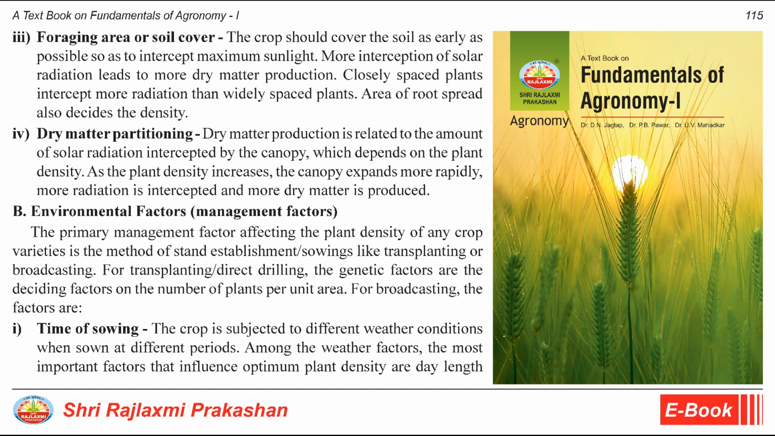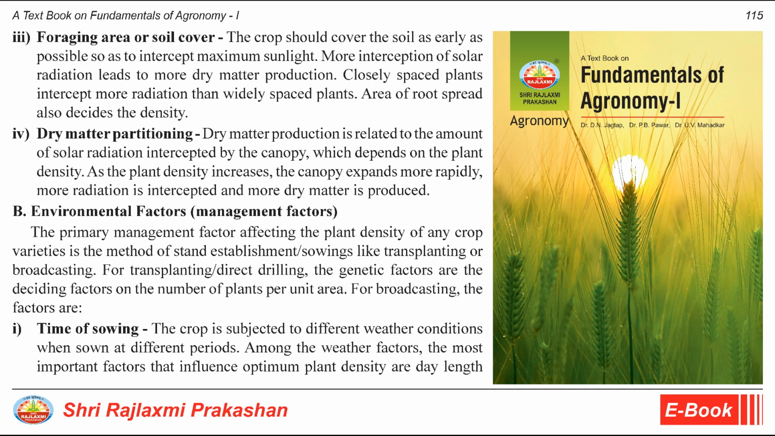The primary management factor affecting the plant density of any crop varieties is the method of stand establishment: sowing, like transplanting or broadcasting. For transplanting and direct drilling, the genetic factors are the deciding factors on the number of plants per unit area. For broadcasting, the factors are: Number 1.